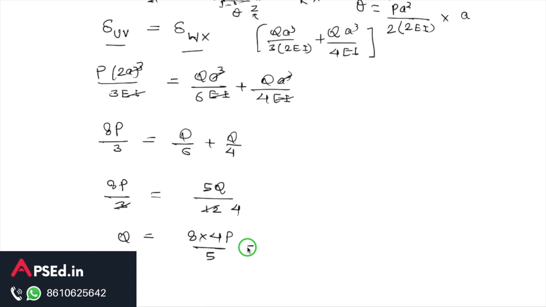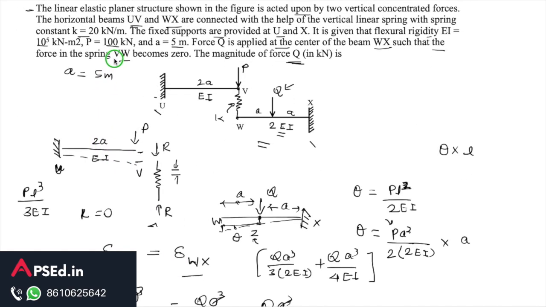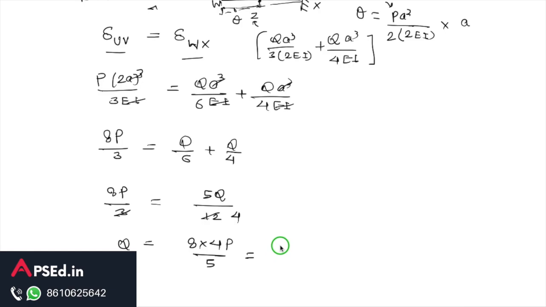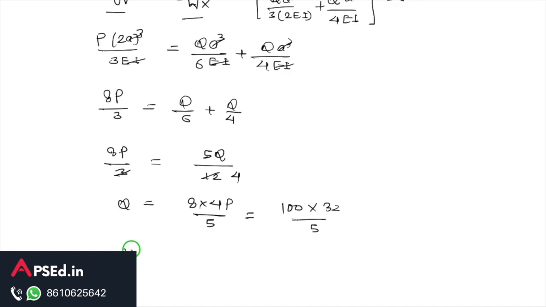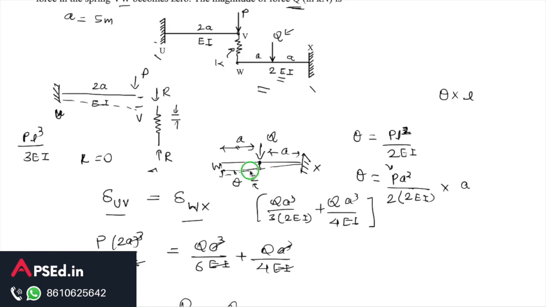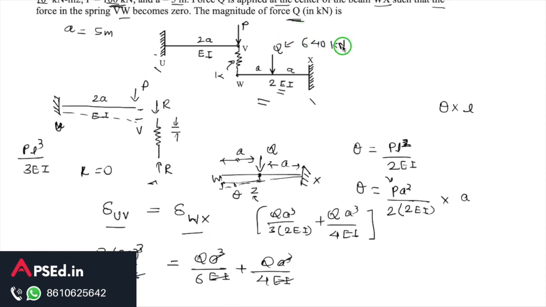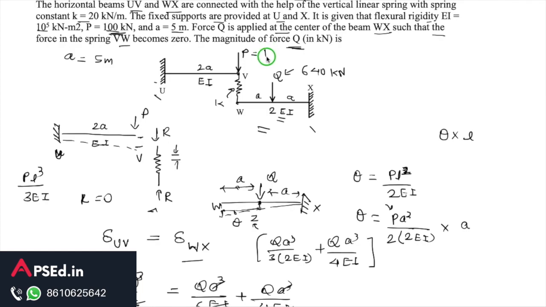That is 32P divided by 5. The value of P in the question is given as 100 kilonewton. So that is 100 times 32 divided by 5, and from that we obtain Q as 640 kilonewton. That is 20 times 32, or 640 kilonewton. So that is the required value of load at W. If we apply a load of 640 kilonewton at Q, where the value of P is 100 kilonewton, then there will be no force in this spring.